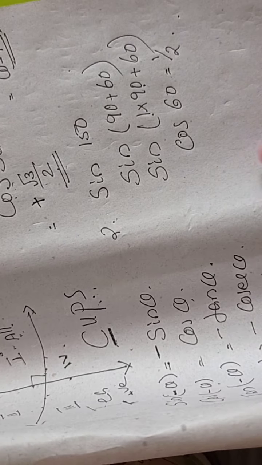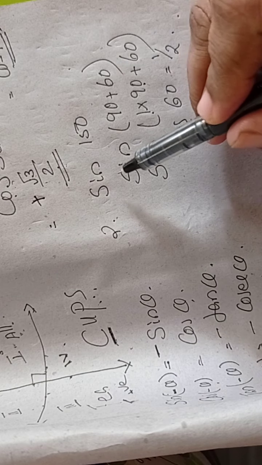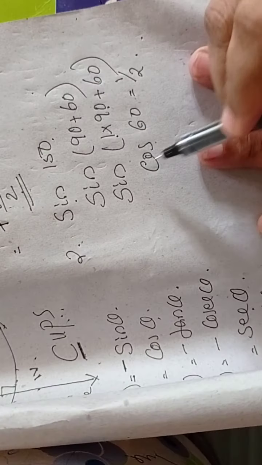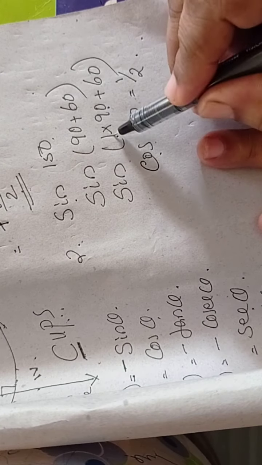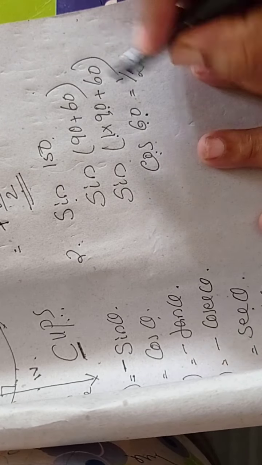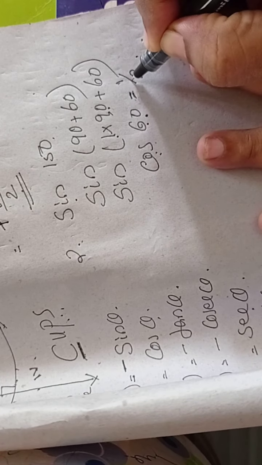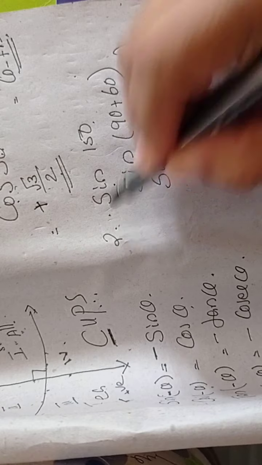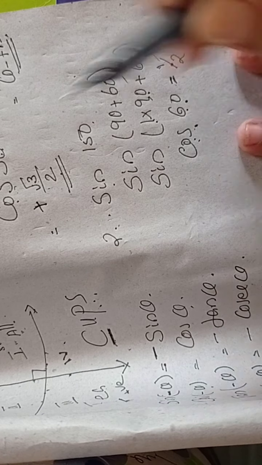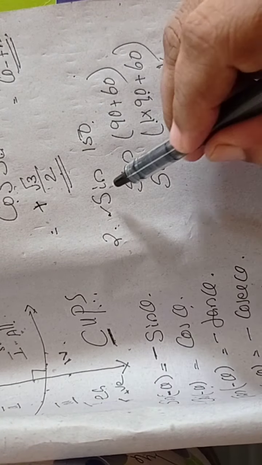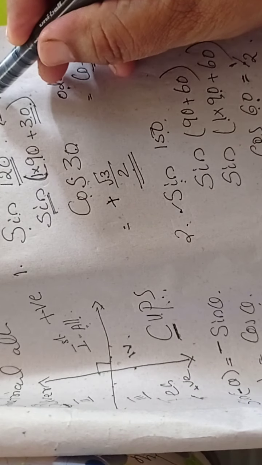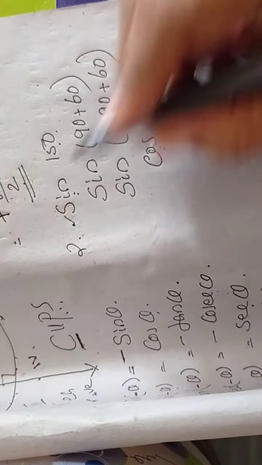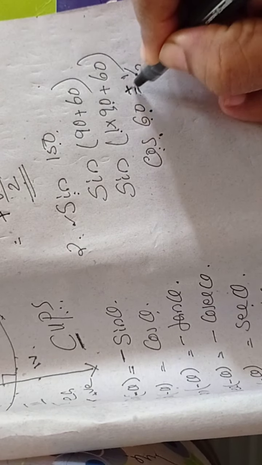Okay. Now, second problem, sine 150, we write cos 60. Understand? 1 into 90, therefore cos 60. The answer is 1 by 2. And look at the question, not the answer. Question is sine 150. Again, sine 150 lies in the second quadrant, all silver. That is positive, 1 by 2.